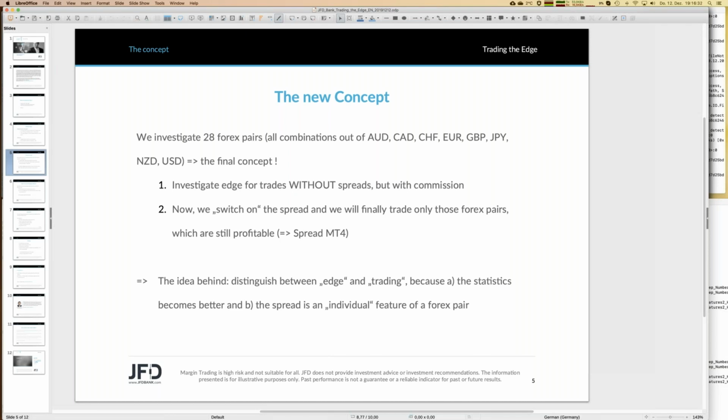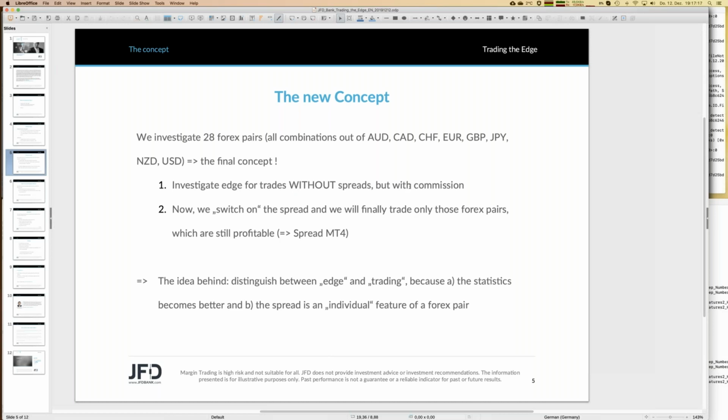So the starting point of any investigation in order to find edges will be that we do trades within those 28 forex pairs, but we will switch off the spread. And I still will use the commission. Why? Because the commission is the same for all symbols mentioned. Okay, but the spread is totally different for the different symbols. But on the other hand, if we switch the spread off, then we have the same situation for all pairs. That's good.